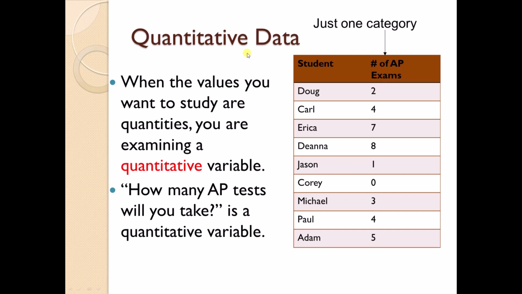This is for quantitative data. We only have one category, and this is for number of AP exams taken by student, and this is quantitative discrete because Doug took 2, Carl took 4. You can't take 4.5 AP exams. So here it is. This is a frequency distribution for this particular quantitative data, just one category. Now we could average these up and we could make this into continuous, but that's not what we're seeing here. All right.